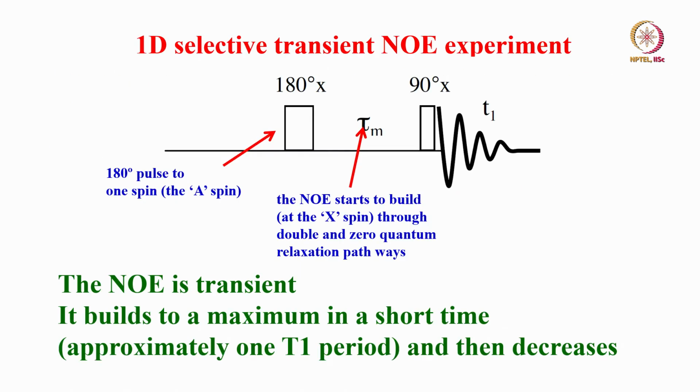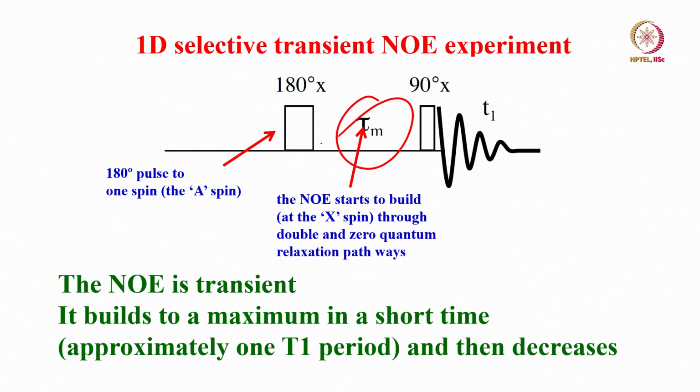This is the 1D selective steady state NOE. Okay, 1D, and also you can do the transient NOE similar to this thing in 2D. But anyway, I will explain this when I explain the NOE, because I will use the transient NOE there. But quickly I will touch upon this.